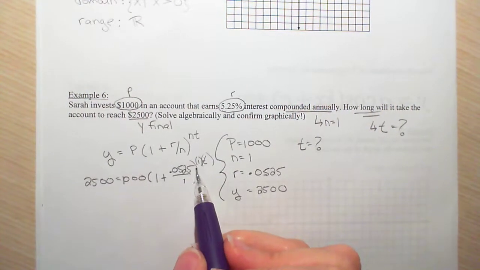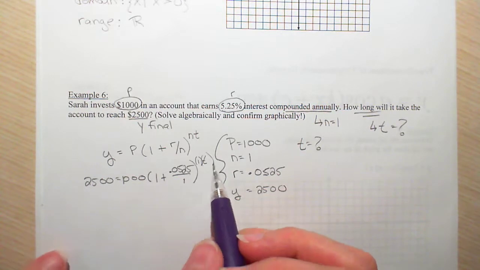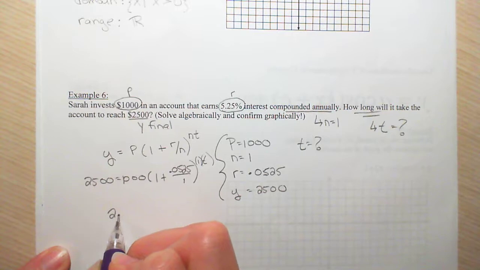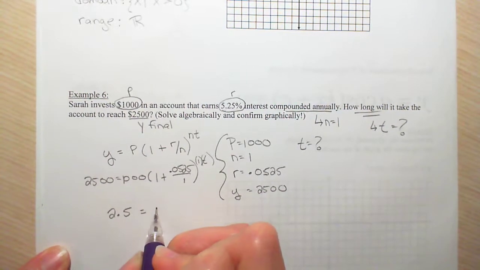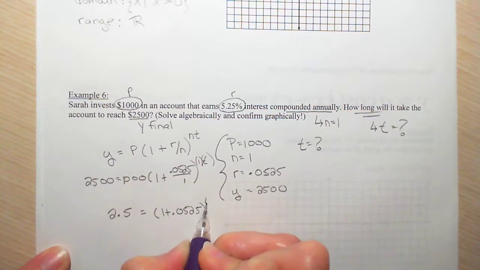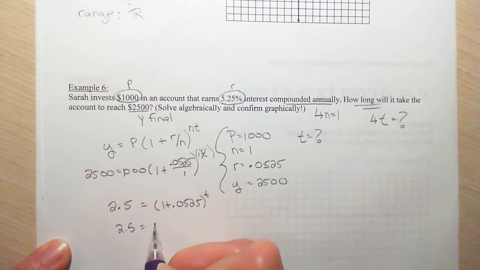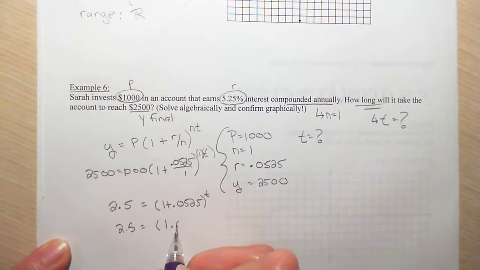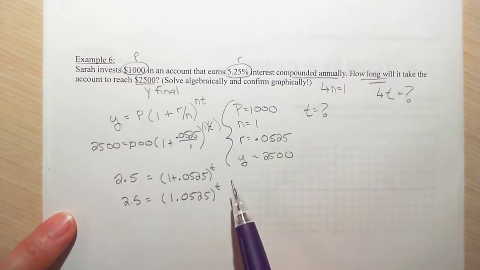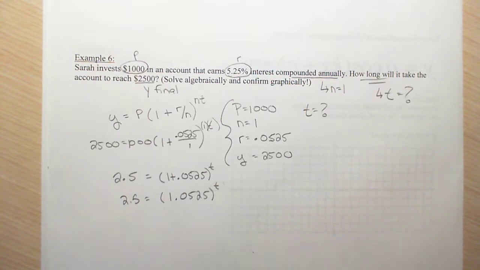So it's an exponential because our variable is stuck up in the exponent. So the first thing we want to do is isolate the variable. So we want to divide both sides by 1,000. So I get 2.5 equals (1 plus 0.0525) to the t. Combine those. So that would be 1.0525 to the t.